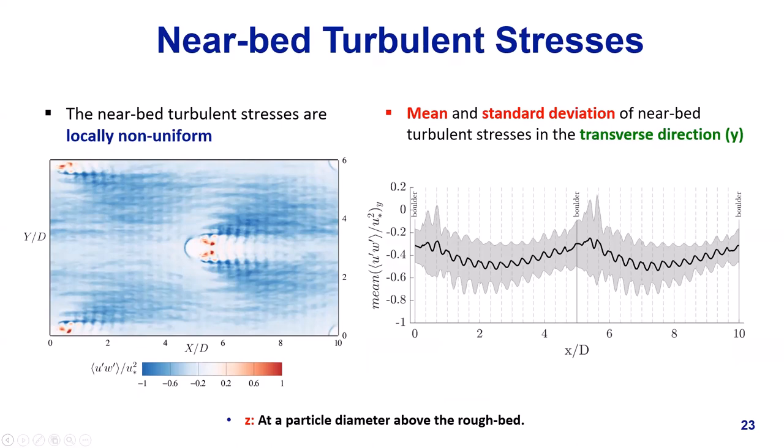You can see two periodicities: one because of the array of boulders, which is the larger one, and the small fluctuations because of the rough bed. The dashed lines are the crests of the rough bed.